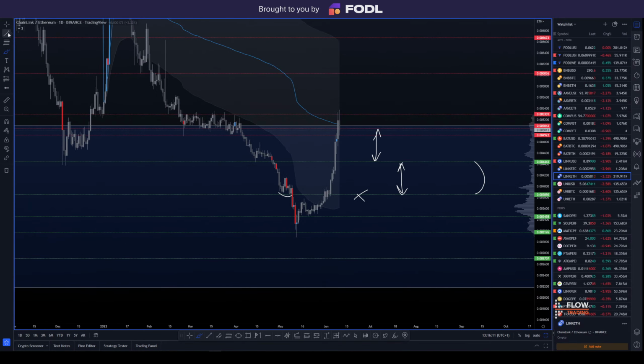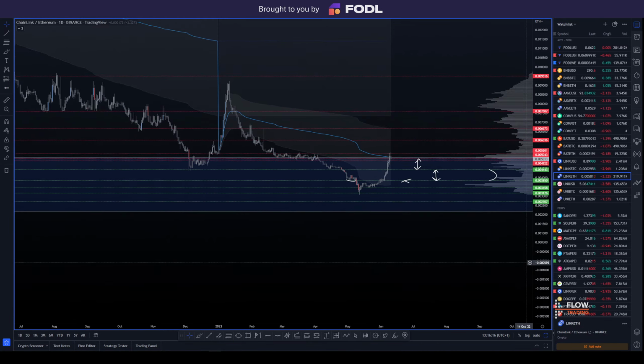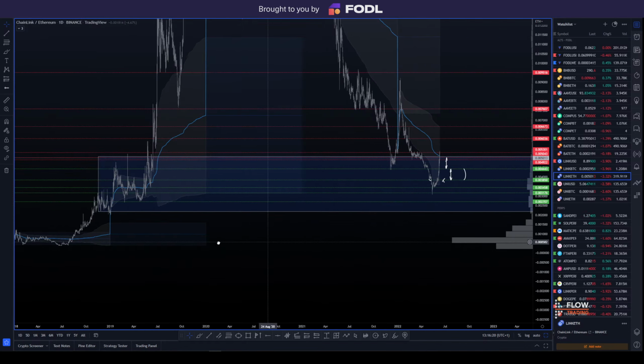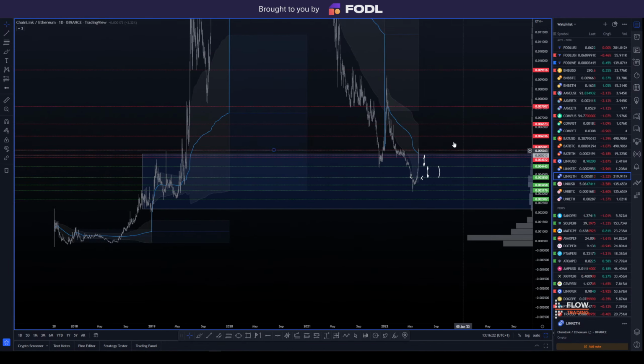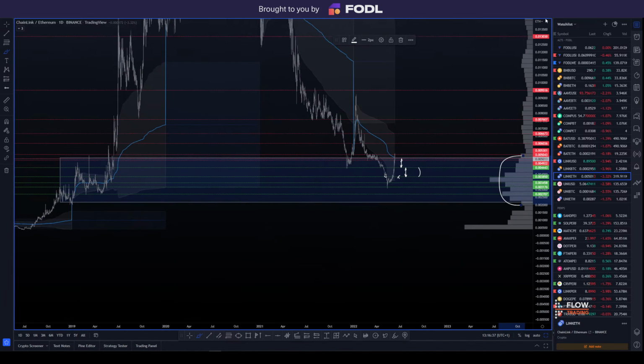looking a lot stronger than Ethereum, and it's basically just broken out of this balance area. Okay, so what I've shown you guys here is this is a high volume cluster here, right? We came down, we didn't quite test the lows of that. We came very close, but we didn't quite test the lows. We bounced there, and here we are back at resistance again.